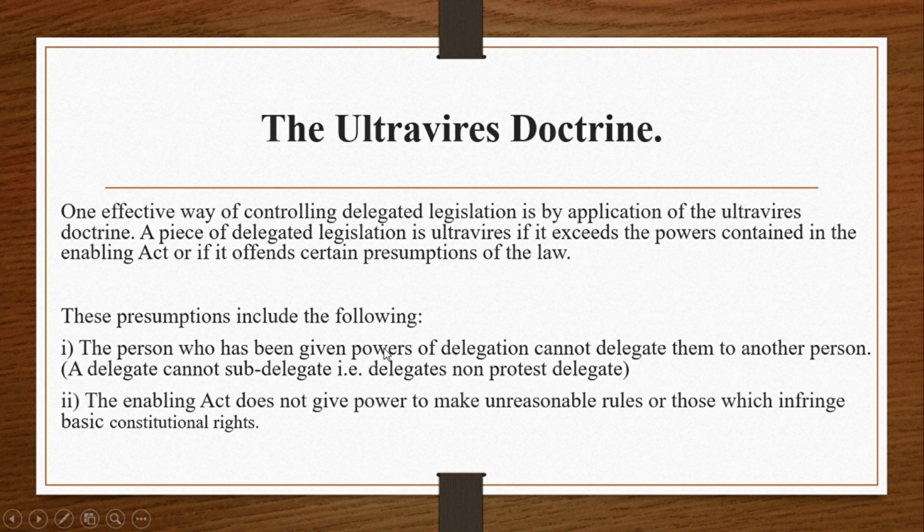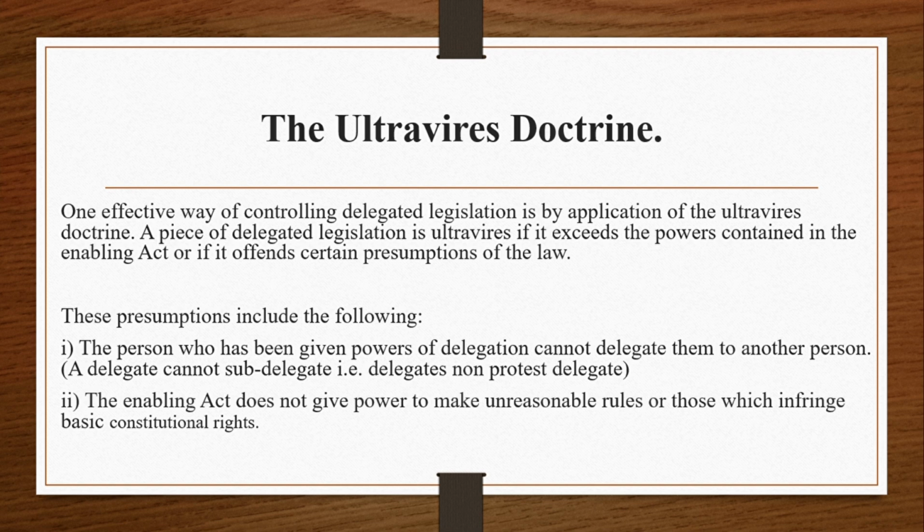A person who has been given powers of delegation cannot delegate them to another person. If they give you the powers, you're not supposed to give it to someone else, so there is no sub-delegation. A delegate cannot sub-delegate. It is not allowed. Then the Enabling Act does not give power to make unreasonable rules or rules that infringe basic constitutional rights. So it does not give someone power to make unreasonable rules.